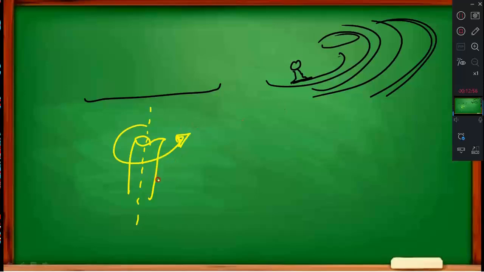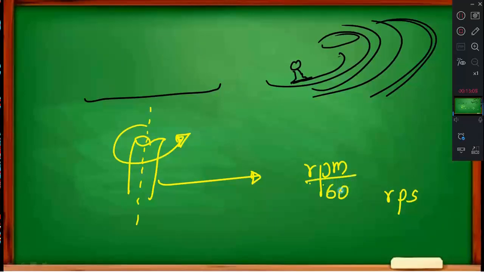Therefore, this rotation will always be given as RPM, revolutions per minute. Then revolutions per second we will get by dividing by 60. Then what it becomes? One revolution per second, because minute divided by 60. Then one revolution means what?